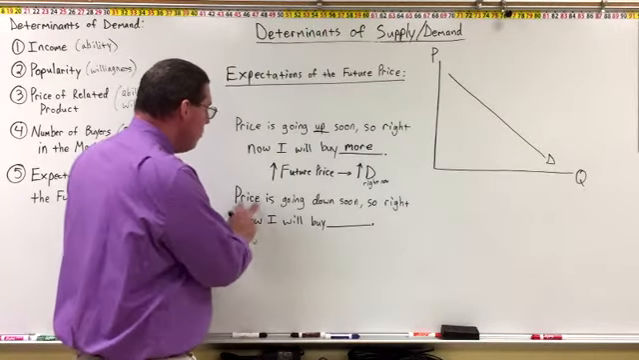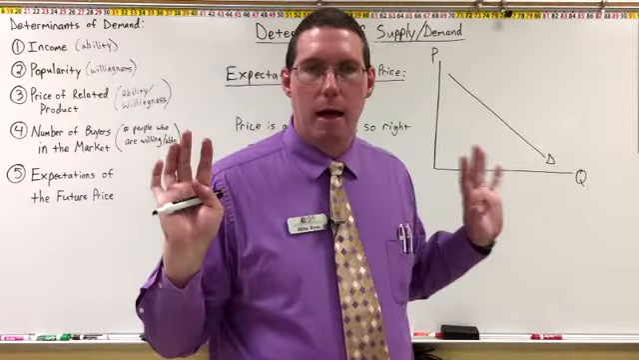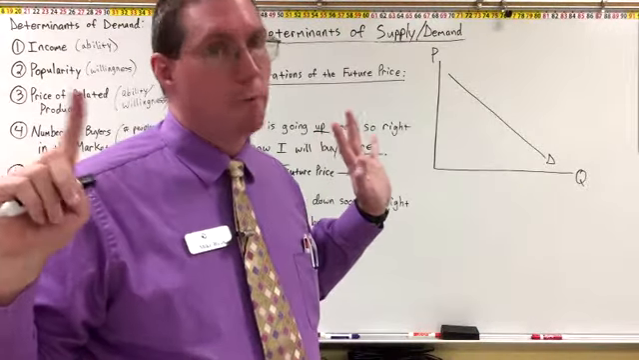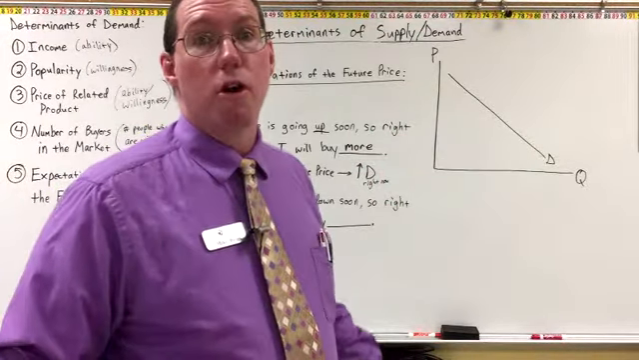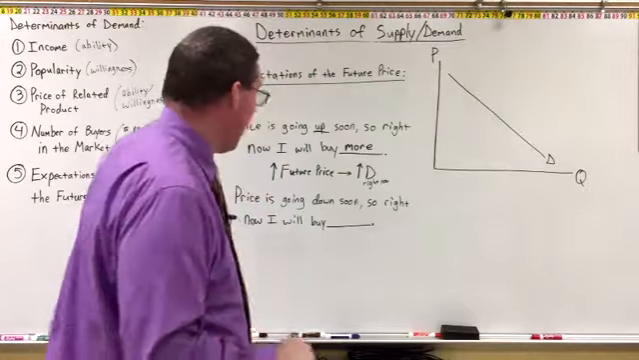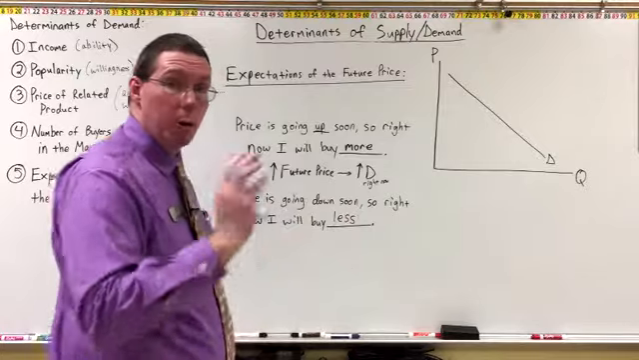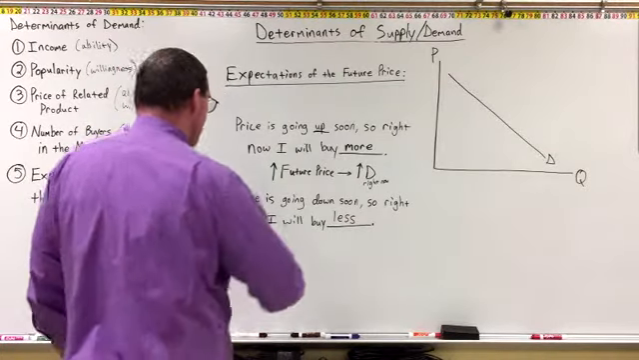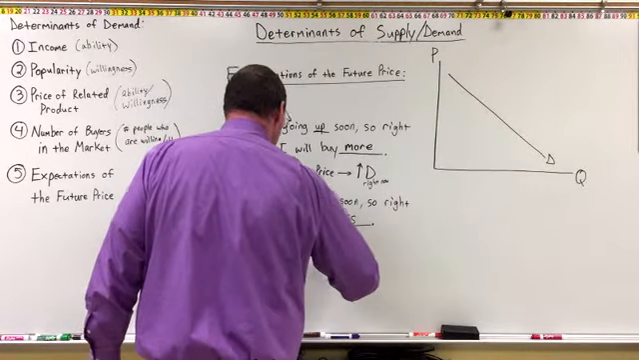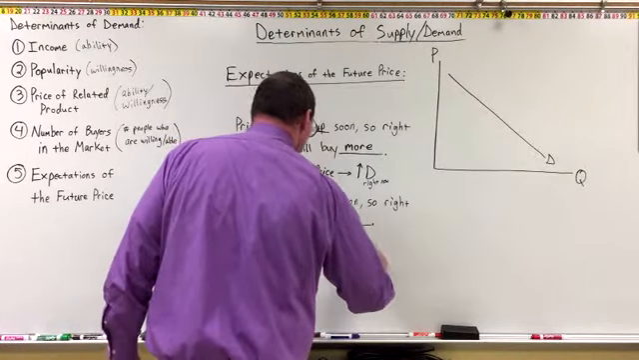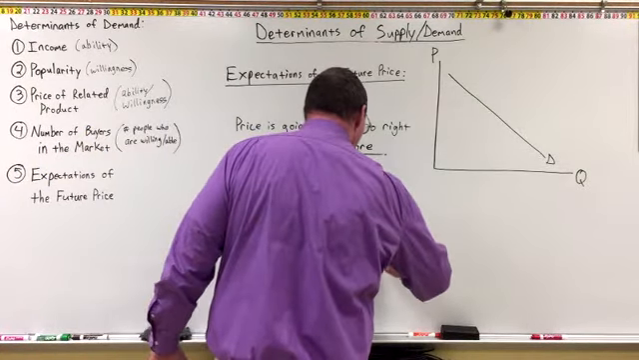On the other hand, if you know that the price is going down soon, you might say to yourself, you know what? I'm not buying any. I'm less willing to buy right now because I know that the price is going down soon. And that's when I'm going to buy it. So right now, I will buy less because I'm going to wait until later. I'm going to wait for the price to go down. Then I'm going to buy some. So if you expect the future price to decrease, then demand right now, today, is going to decrease.